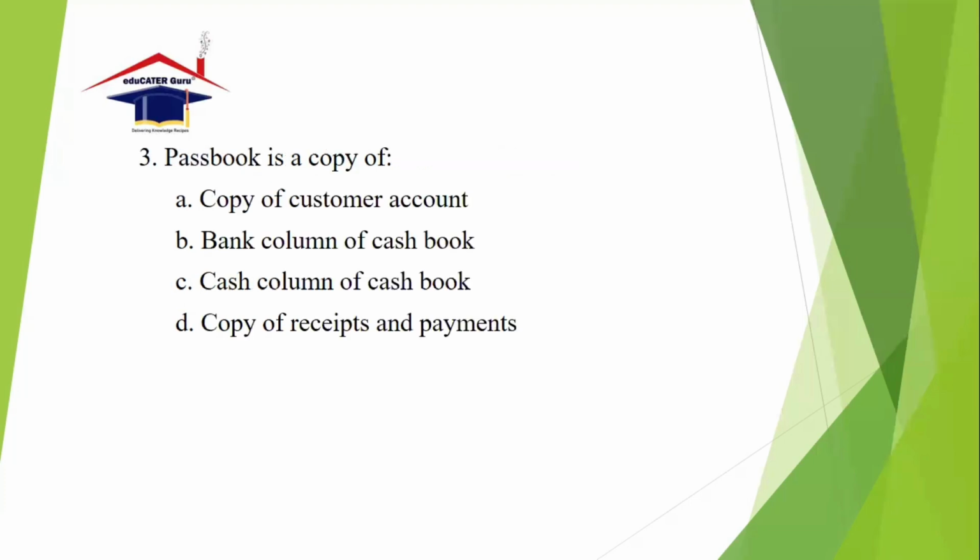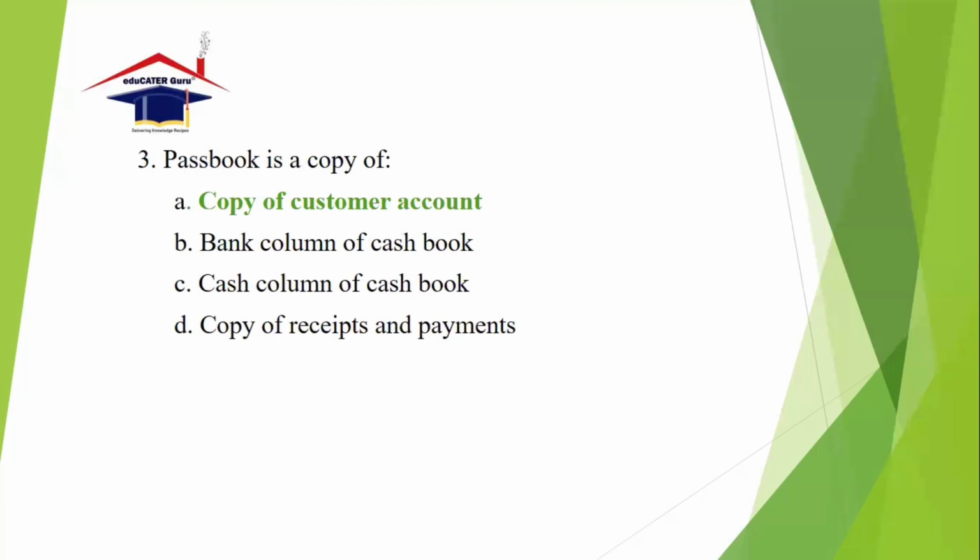Next, passbook is a copy of option A, copy of customer account, option B, bank column of cash book, option C, cash column of cash book, option D, copy of receipts and payments. The answer is option A, copy of customer account.